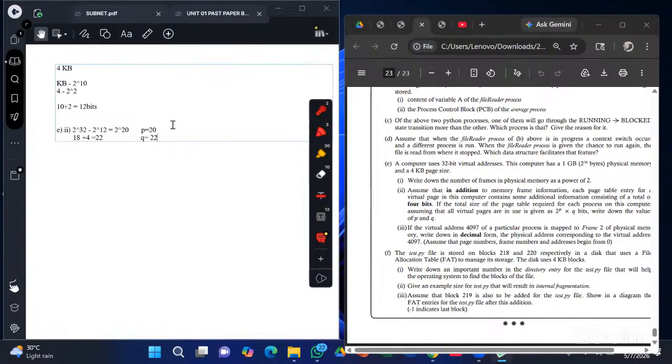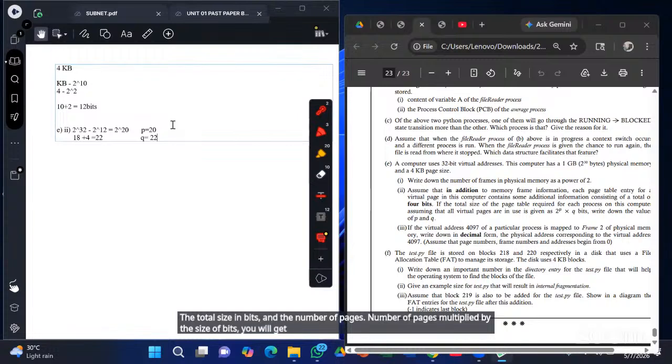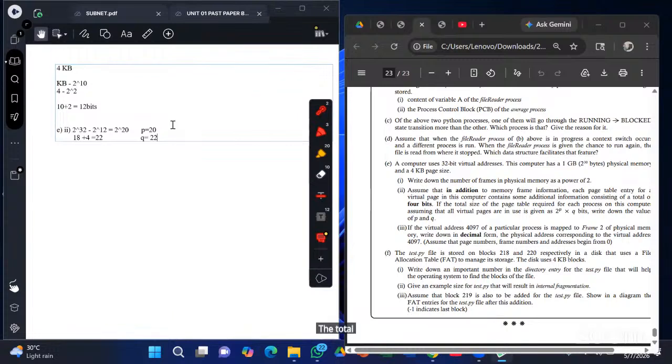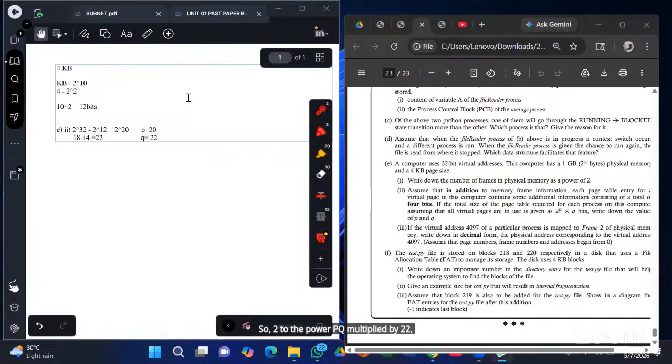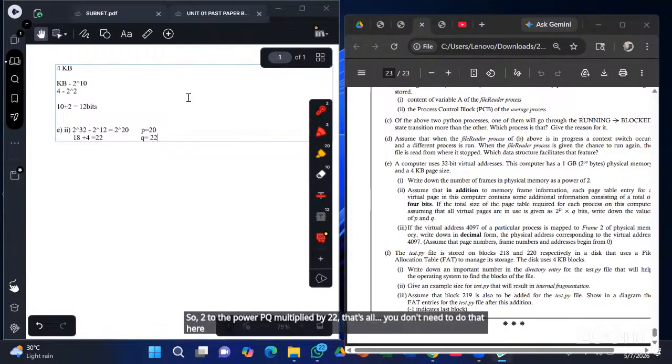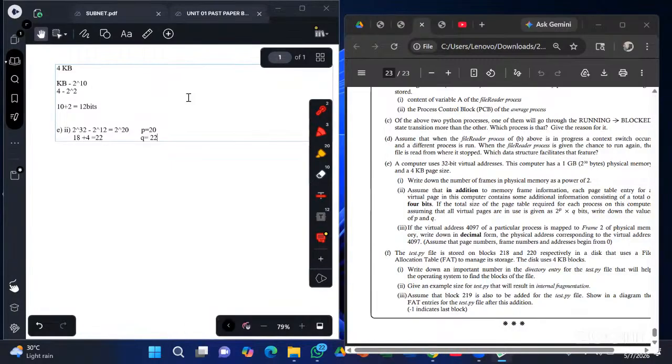So what is this? The total size in bits and the number of pages. Number of pages multiplied by the size in bits, you will get the total size of the page table required for each process. Got it? Clear? So 2 to the power P times Q, that is, 22. That's all. You don't need to do more here. Yeah, right?